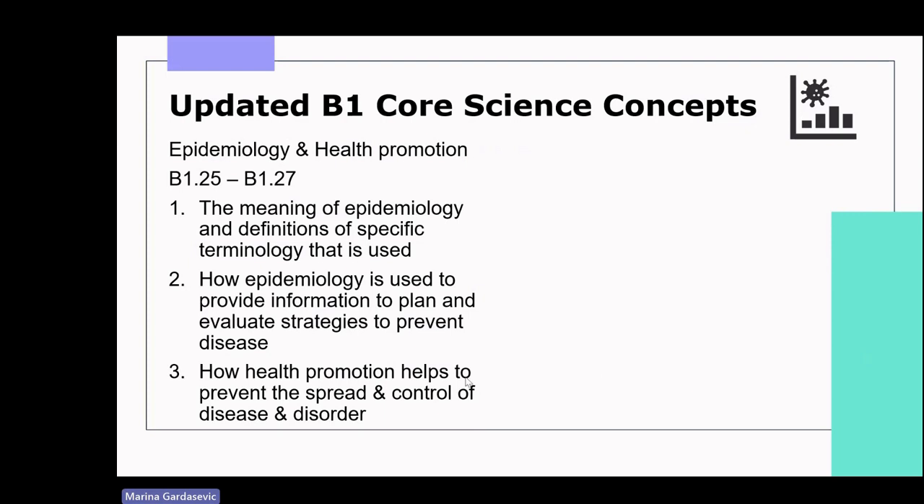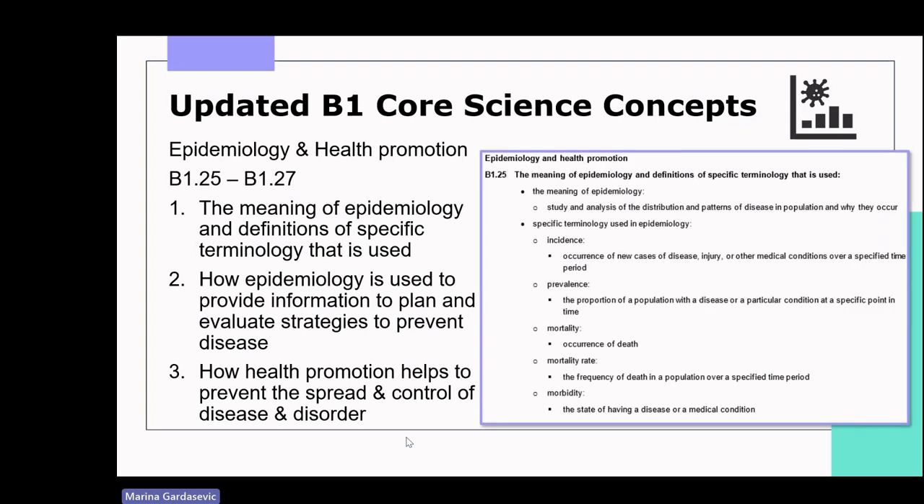Where it differs is in content area 1, the meaning of epidemiology. Again, as you can see, we've removed ambiguity and included a 3rd level where clearly we see the specific terminology defined. This was not on the previous specification.